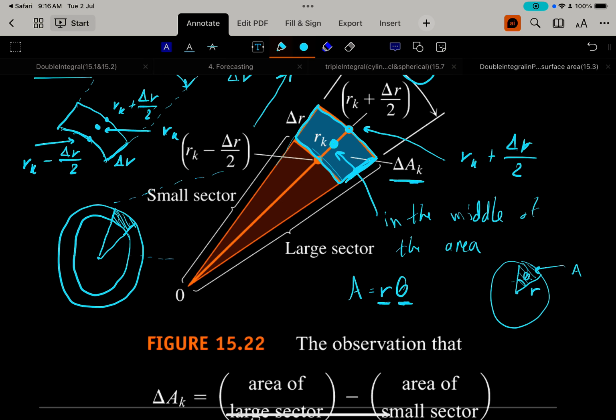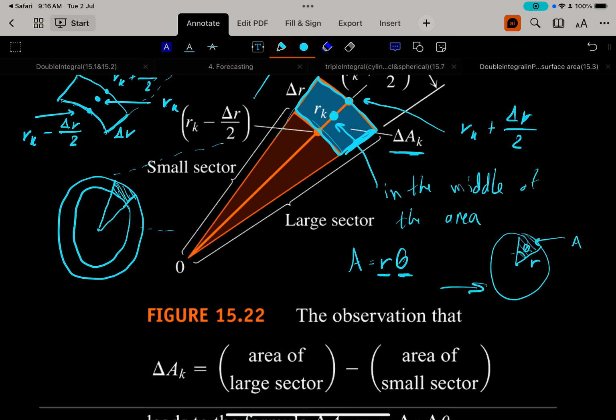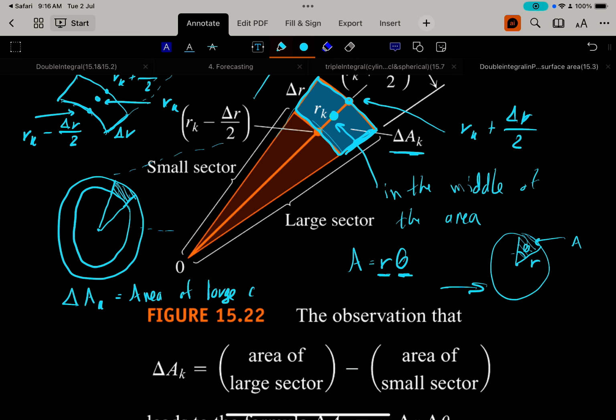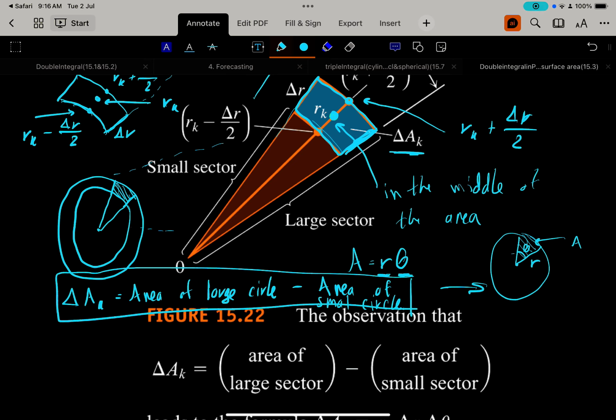Now, in order to find it in the terms we used to define the area of a sector, we can say that delta A, which is what we are trying to find, is basically the area of the large circle minus the area of the small circle. And that's our area. That's our little difference in area.